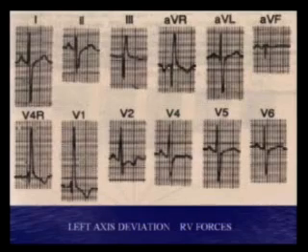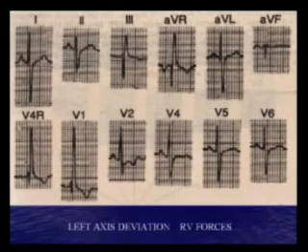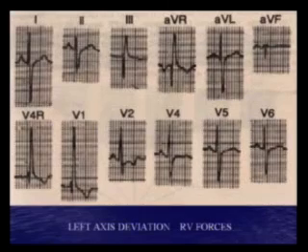Here is an example of a left axis deviation with right ventricular forces. You can see that the axis is left-sided, it has a counterclockwise loop, and you can see right ventricular forces predominating. V1 shows a tall R wave, V6 shows deep S waves. This is typical of a patient, most commonly of endocardial cushion defect, but as I emphasized, it can also occur in single ventricle.